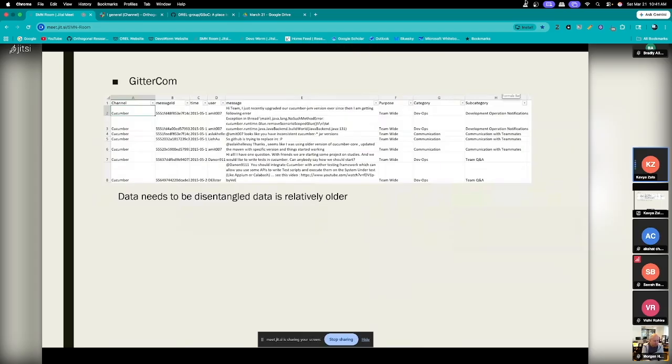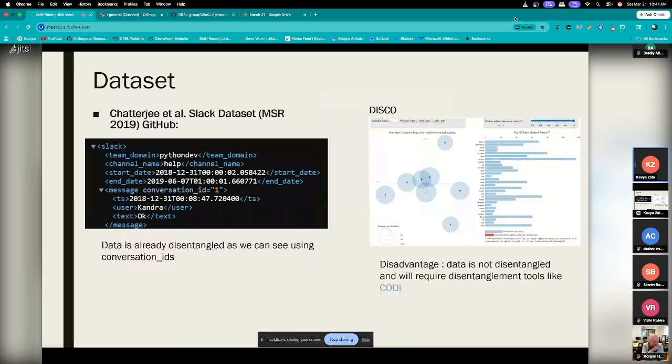Then the third data set is the GitterCom one, which is not a Slack or Discord data set. It's from Gitter. So again, it's not disentangled, but it has the advantage that the purpose of each conversation and the categories are already defined in it. And since disentanglement is a specific requirement that we will need for persona enrichment, I think we should move forward with the Chatterjee dataset.